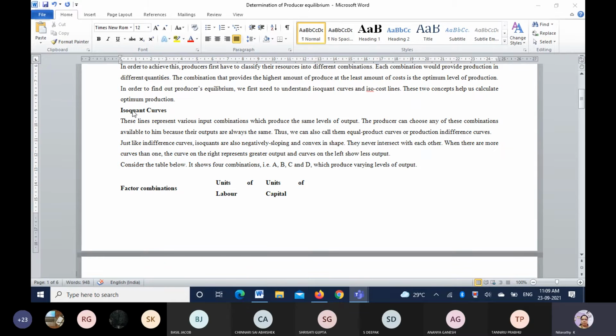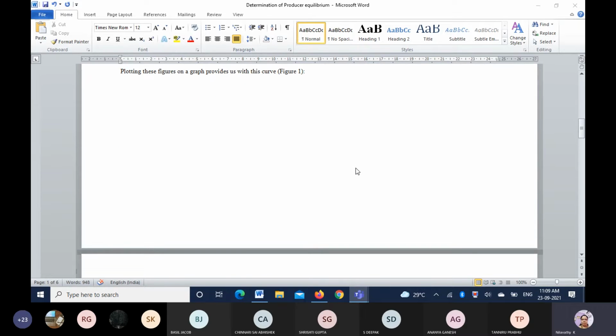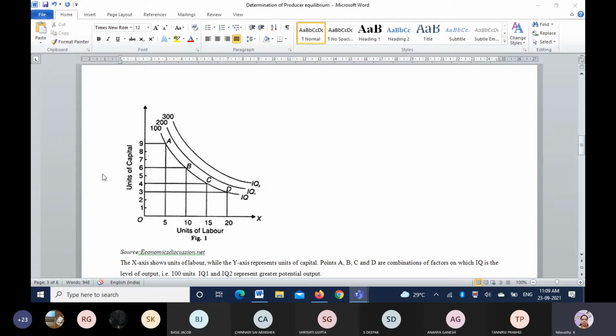So to start with, the very first one is the isoquant curves. This is what an isoquant curve is. You have isoquant 1, isoquant 2, and all these are isoquant curves. Each curve represents a combination of two different factors of production which will yield the same level of output. Satisfaction is for the consumer; for the producer, it is the output.